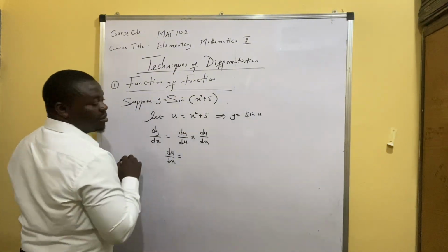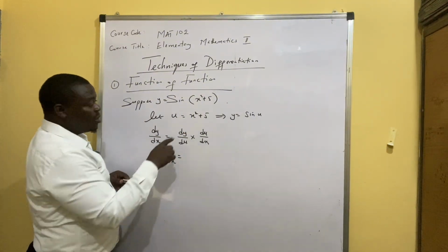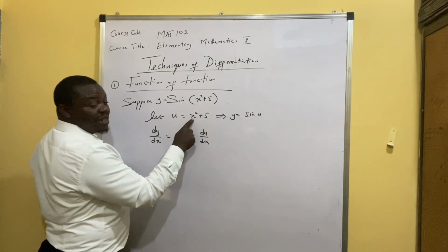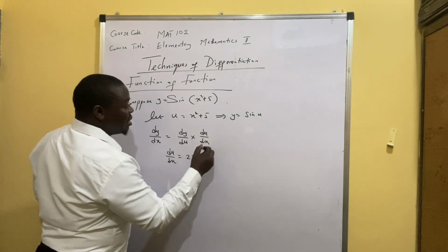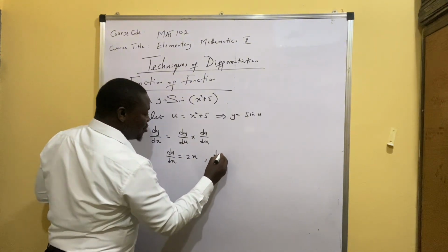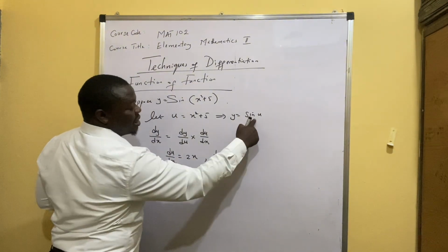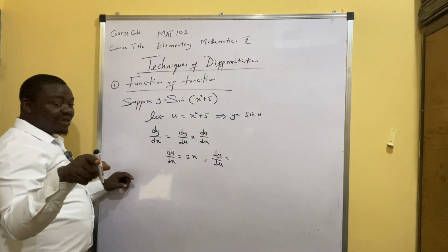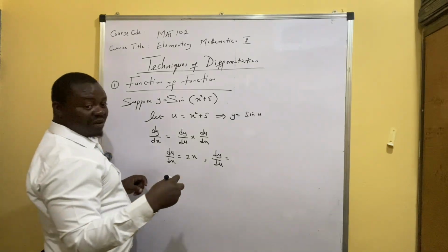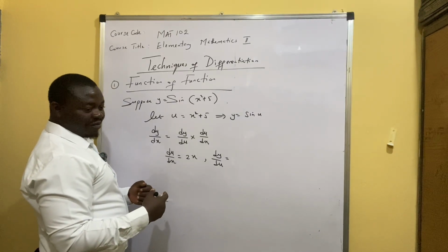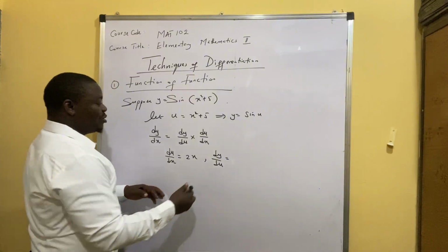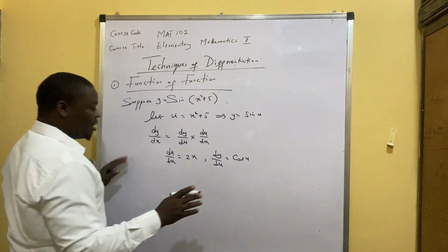So what's the derivative of this one? The derivative of this one is 2x. Differentiate this one is 0. So that is just 2x. So we have 2x. Then the derivative of y with respect to u, so we have dy du. We get it from the standard derivatives that you have. By the time you begin to use them, you get used to them. Cos u. So in this case, it means cos u. Okay. So that's what you need.